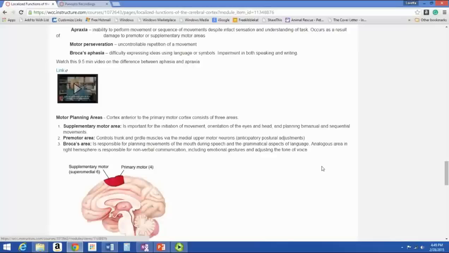Broca's area is responsible for planning movements of the mouth during speech and the grammatical aspects of language. The analogous area in the right hemisphere is responsible for nonverbal communication, including emotional gestures and adjusting the tone of voice. So if those areas are damaged, they have trouble varying their tone of voice and doing the nonverbal emotional gestures.